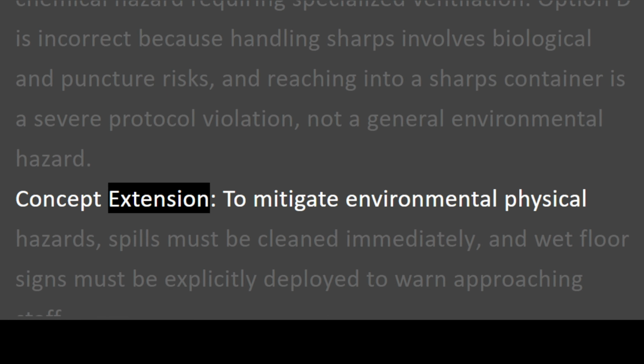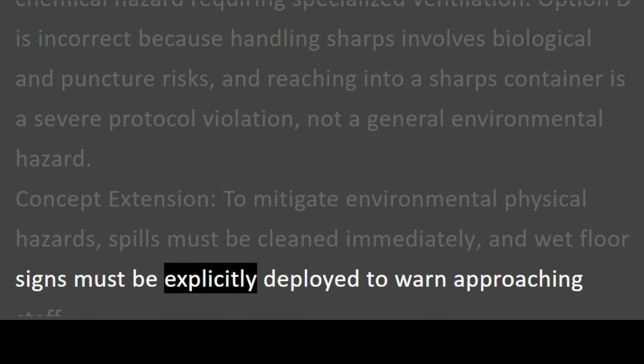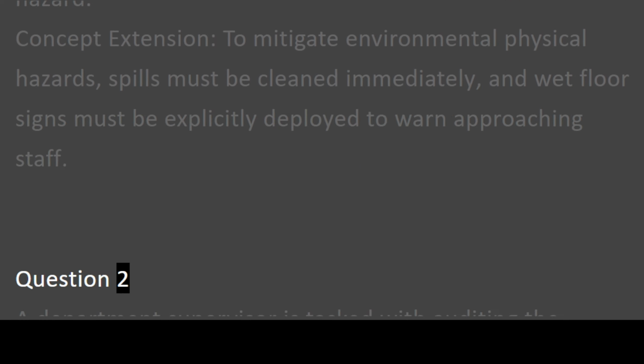Concept extension. To mitigate environmental physical hazards, spills must be cleaned immediately, and wet floor signs must be explicitly deployed to warn approaching staff. Question 2.